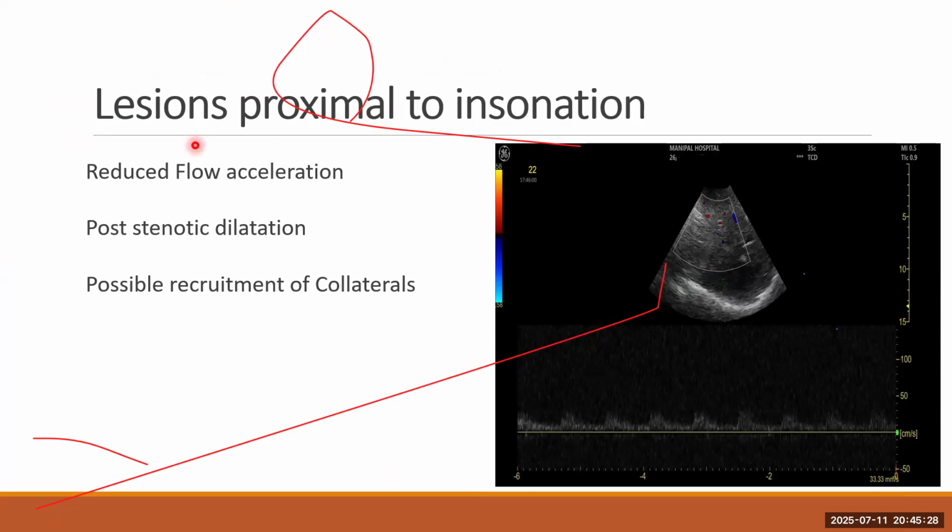So what are the changes we expect if the lesions are proximal to the insonation? If the lesions are proximal to the insonation, that means we are insonating at one part, whereas a stenosis or a thrombus is proximal, or towards the heart of that area. So what we get is reduced flow acceleration. That is the parvus et tardus pattern, or there could be a post-stenotic dilatation, which is reflected as low pulsatility index, and there could be possible recruitment of collaterals.